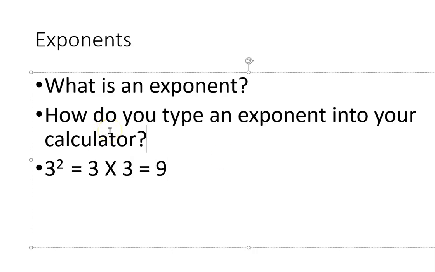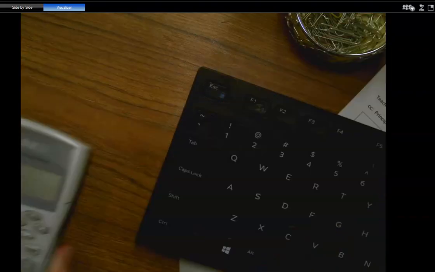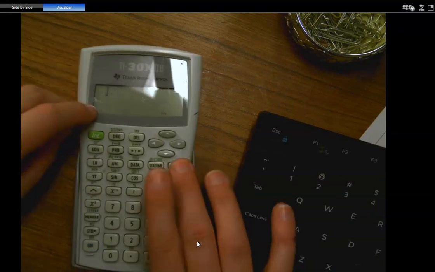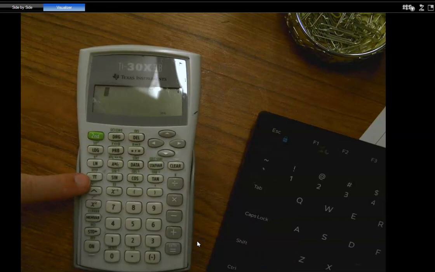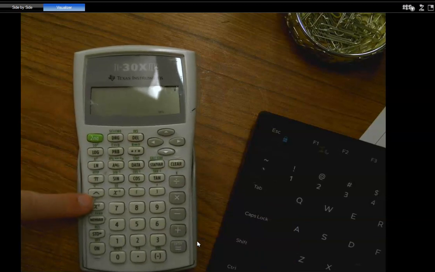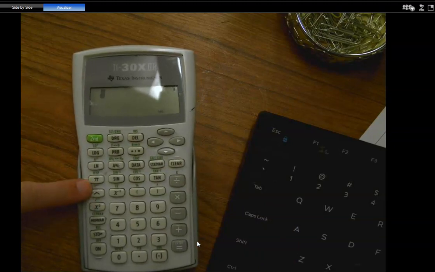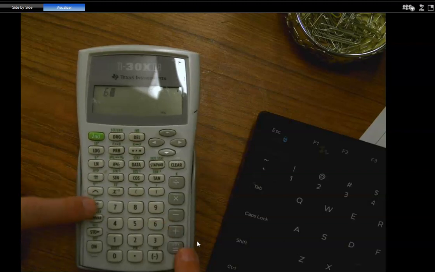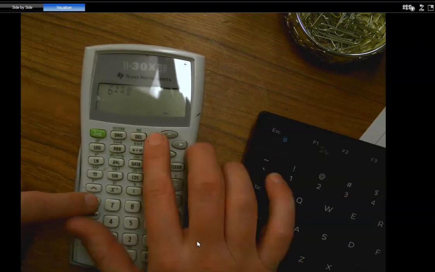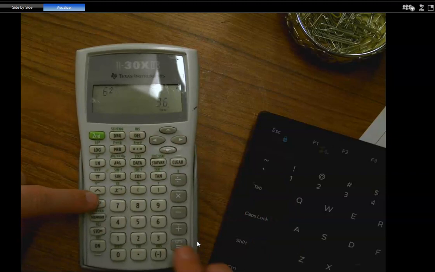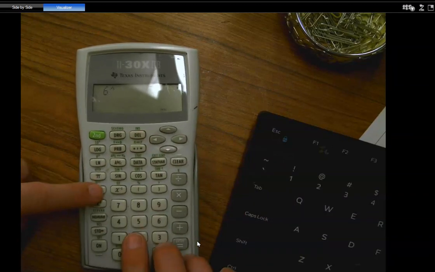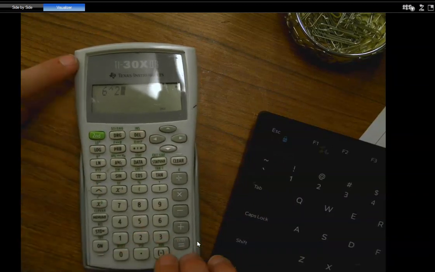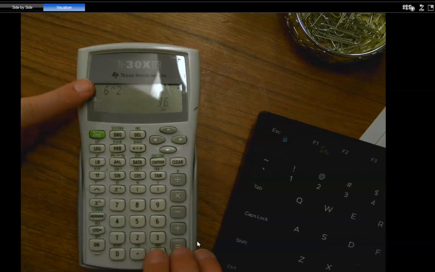There are 2 ways to do exponents in your calculator. The first way is to use this caret button right here. The second way is to use the x squared button. This is for squared, this is for anything. So if I want to do 6 squared, I just hit 6 squared, just one time, and that gives me 36. Or I could hit 6 caret 2, and that gives me 36 as well.